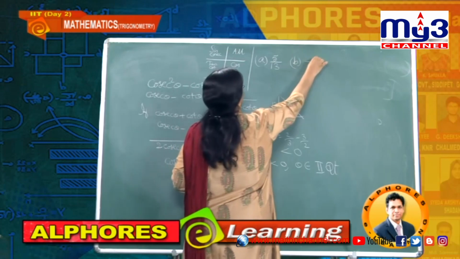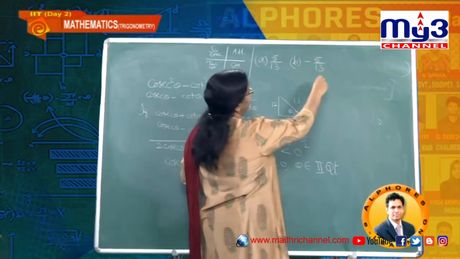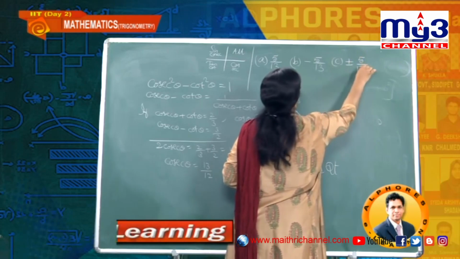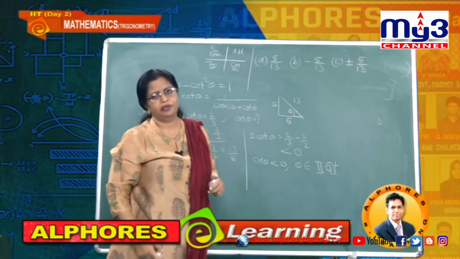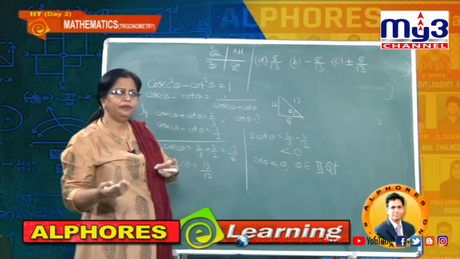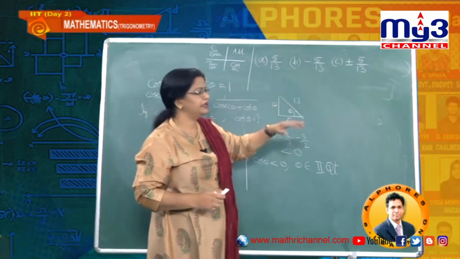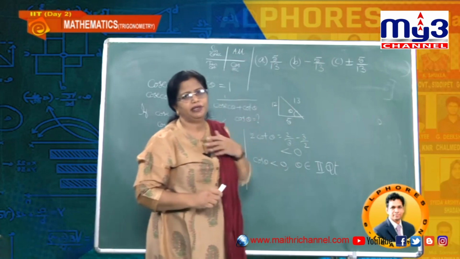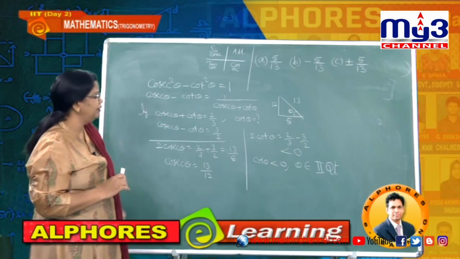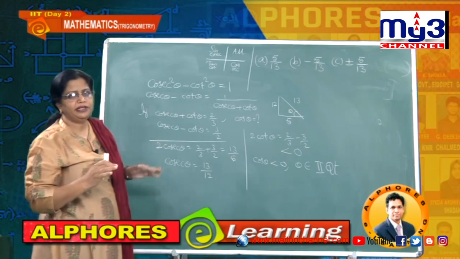In the exam they give options like this: option A is this answer, option B they give minus 5 by 13, and option C they give plus or minus 5 by 13. See, everywhere they are using only two numbers, 5 and 13. One time they give plus, one time they give minus, then next they give plus or minus. In this way they confuse you with options in JEE Main and Advanced level. So you should be very careful and tackle the problem in a diligent way.